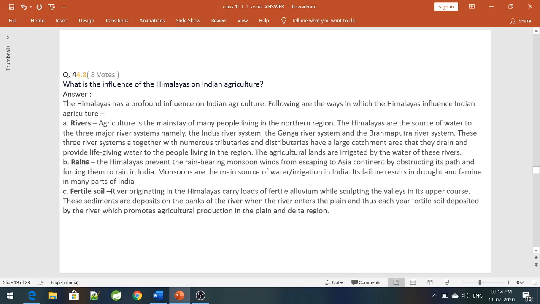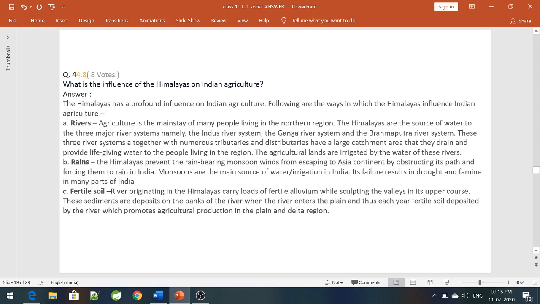The Himalayas are the source of water to the three major river systems, namely the Indus River system, the Ganga River system, and the Brahmaputra system. These three river systems, together with numerous tributaries and distributaries, have a large catchment area that they drain and provide life-giving water to people living in the region. The agricultural lands are irrigated by the water of these rivers.